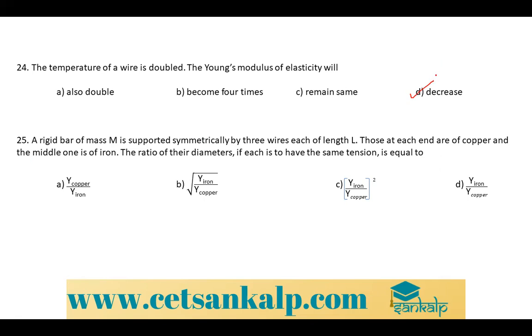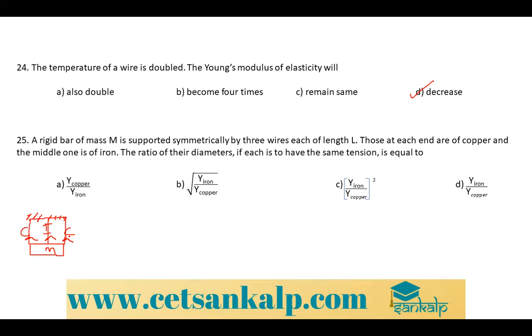Okay, a rigid body of mass m is suspended symmetrically by three wires each of the length L. Those at each end are of copper and the middle one is of iron. The ratio of their diameters, if each is to have the same tension, is equal to. So now imagine as given. It has the mass m. This is copper, this is also copper, and the inner one will be iron. So tension, tension, and tension are going to appear there.